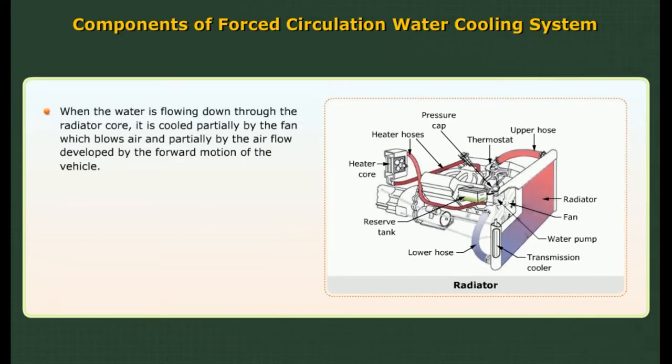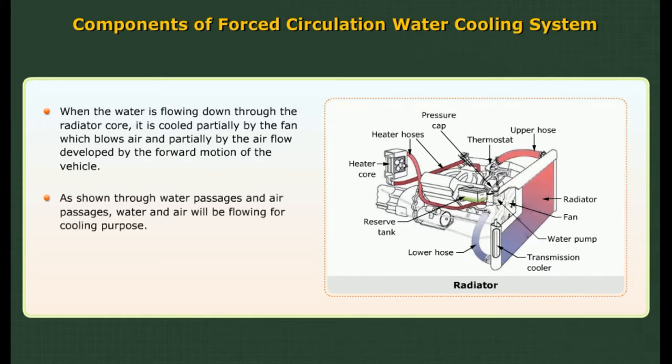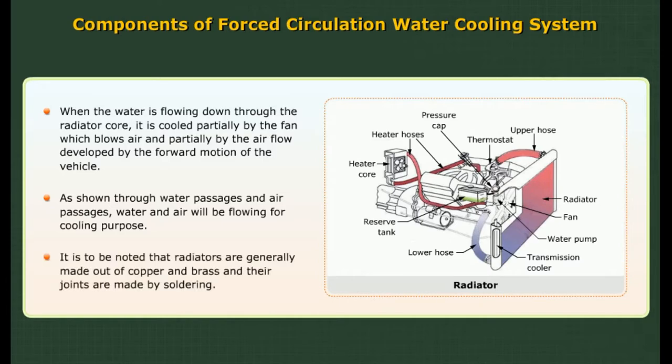When the water flows down through the radiator core, it is cooled partially by the fan, which blows air, and partially by the airflow developed by the forward motion of the vehicle. As shown, through water passages and air passages, water and air flow for cooling purpose. It is to be noted that radiators are generally made out of copper and brass, and their joints are made by soldering.